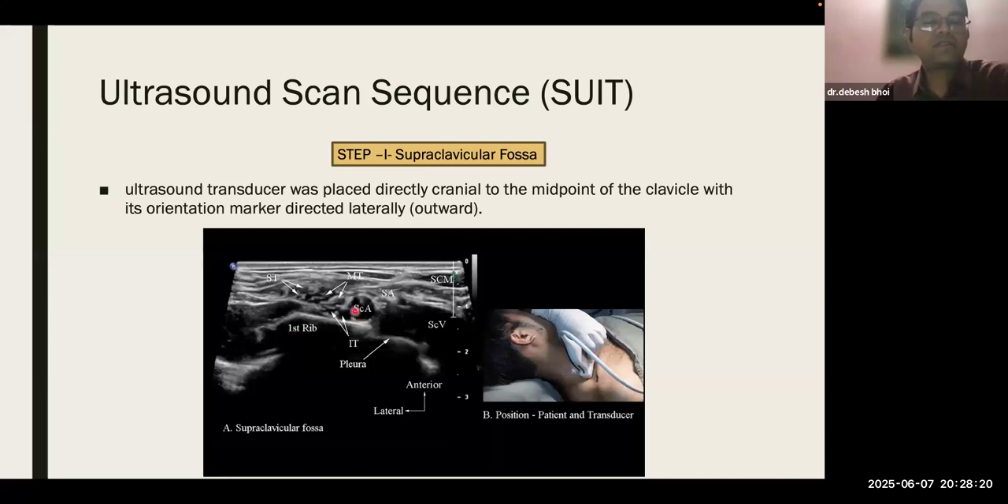And superolateral to that might be a bundle of grapes, as some people tell, or you can see the individual fascicles. You may not be able to identify exactly which is the superior trunk, which is the middle trunk, which is the inferior trunk, because it is already divided into different components. But at least you can say that it is a brachial plexus element that lies lateral to the subclavian artery.